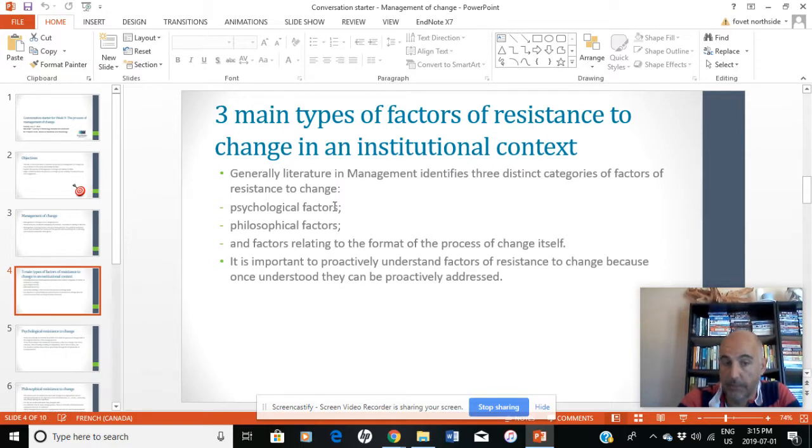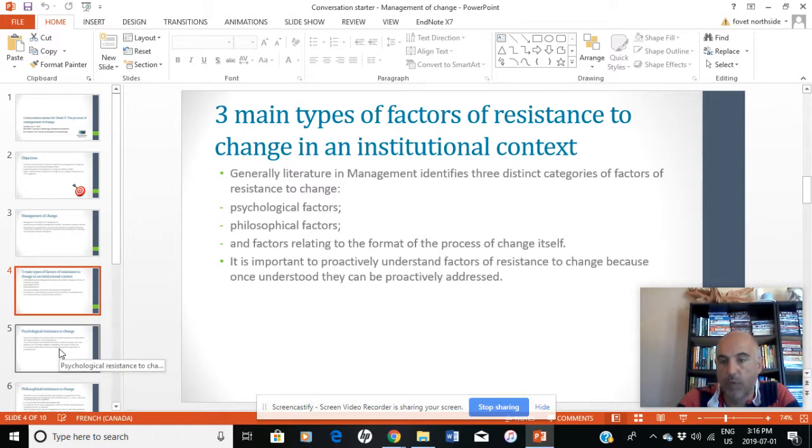So the first ones are psychological factors of resistance. Then we also often have a whole category that's called philosophical factors of resistance. And then we have factors of resistance relating to the format of the process of change itself, relating to the specific decisions you've made in terms of format and time frame. So whichever of these categories you're faced with in your own case study, it'll be important that you plan proactively addressing these before you start the process of change, and then monitoring them right through.